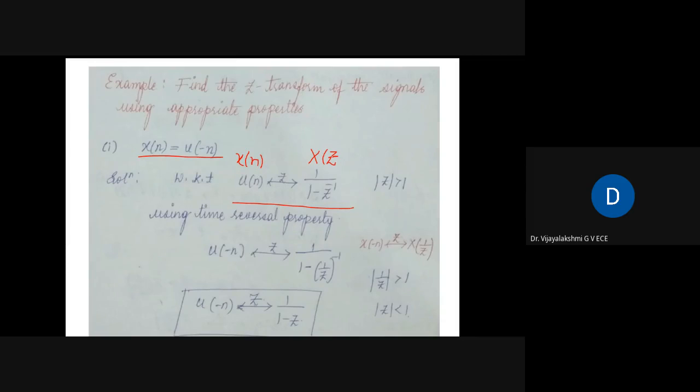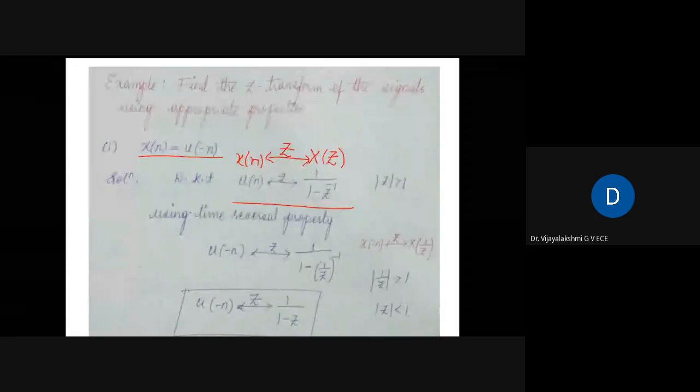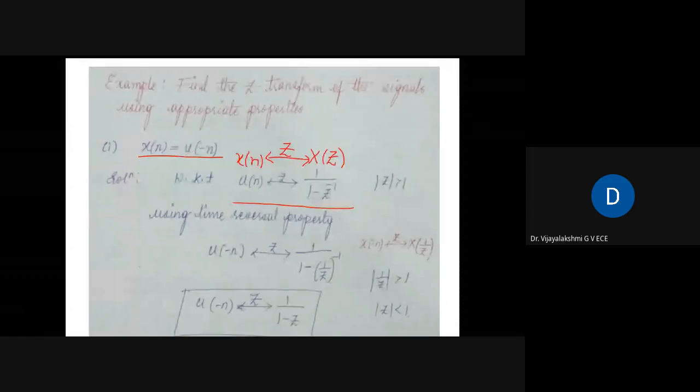Fine. Now this forms a Z transform pair. If x of n and X of Z form a Z transform pair, then u of n and 1 by 1 minus Z inverse form a Z transform pair. Keeping this as reference, now I have to find out what is the Z transform of u of minus n, which is a time reversal.